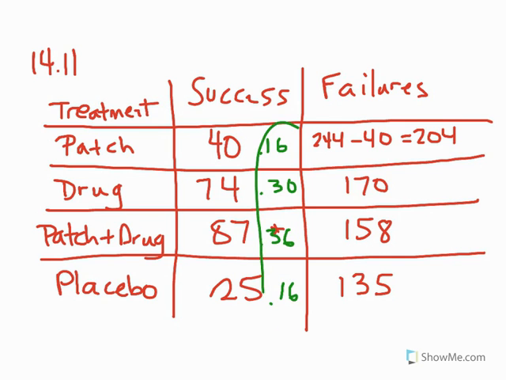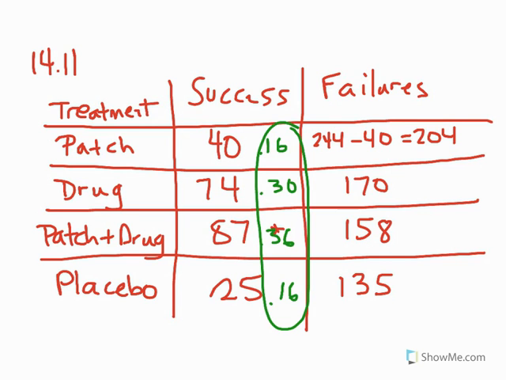So these proportions show, interestingly enough, that the patch alone and the placebo don't seem to have that much of an effect. But when you combine the patch and the drug, we start to get an increased effect. So it's kind of interesting how the patch seems to work more effectively when used with the drug. And that gives us an idea of how we might create our null.